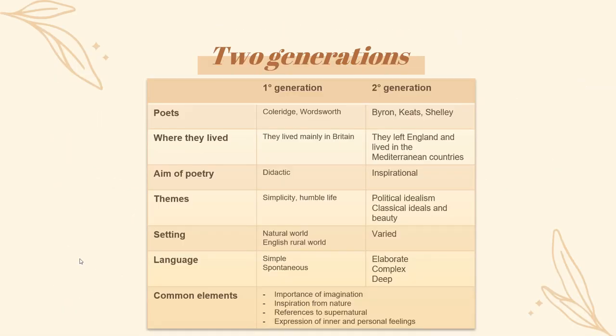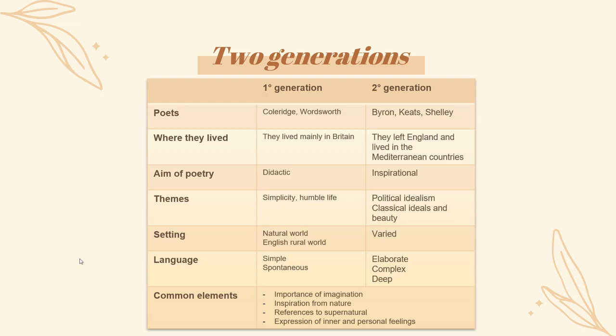And here you can see the two different generations of Romantic poets. The first generation belongs with Coleridge and Wordsworth, two very important poets, as we will see in a second. And the second generation, the one of Byron, Keats, and Shelley. The first generation mainly lived in Britain. The aim of poetry for them is to teach something to the people. To teach them what? The new revolutionary way of making poetry.